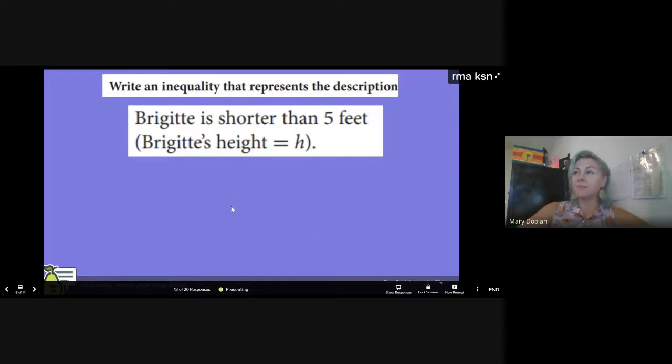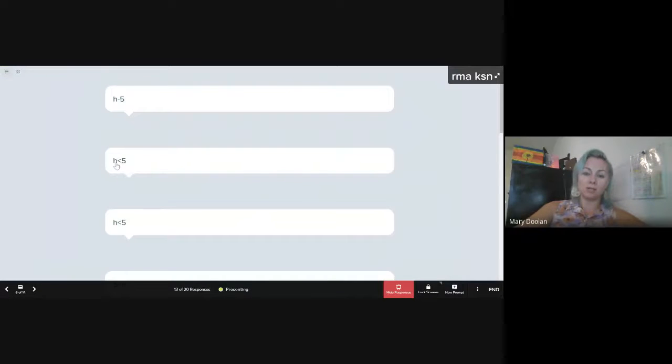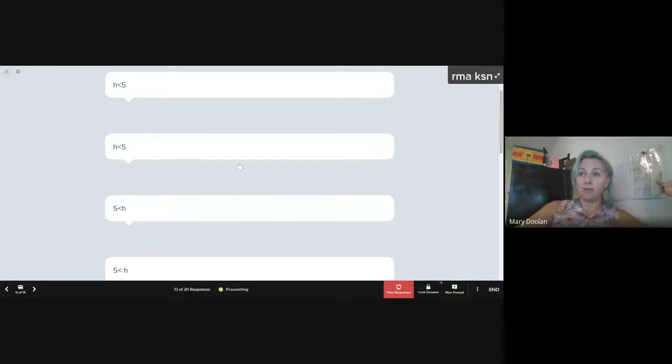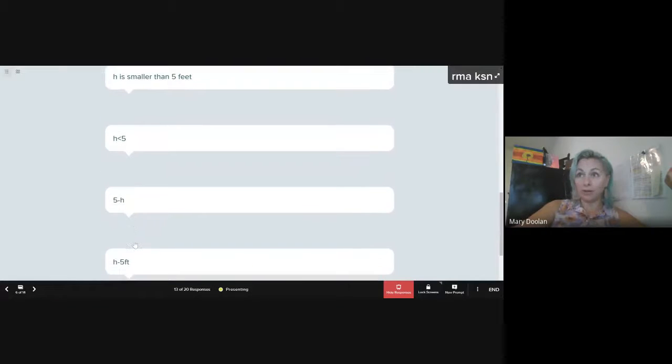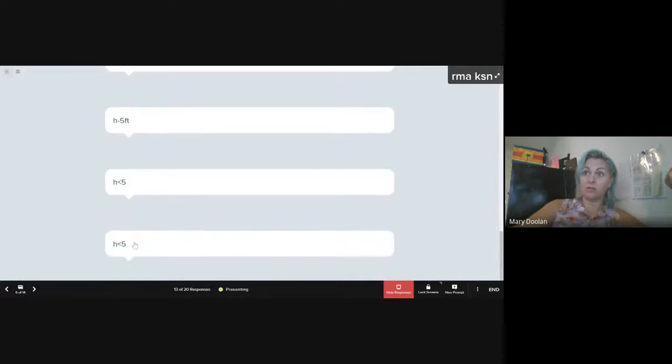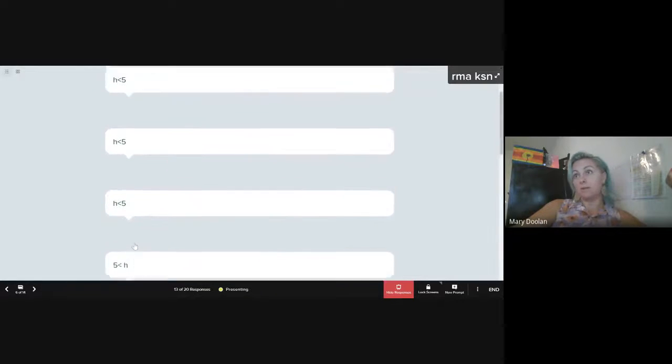Shorter than, less than. If I just pick a random number that would make this a true statement, Bridget is shorter than 5 feet, so she could be like 4 feet. That would be true. If I put a 4 where the H is, 4 is less than 5, that's true. So this is set up correctly. H is less than 5. Now this one, if you have them in the wrong order, this is not true. It is possible to write the 5 first, but you would not use the less than symbol. You would have to use the greater than symbol, and I don't see anyone who did that yet.